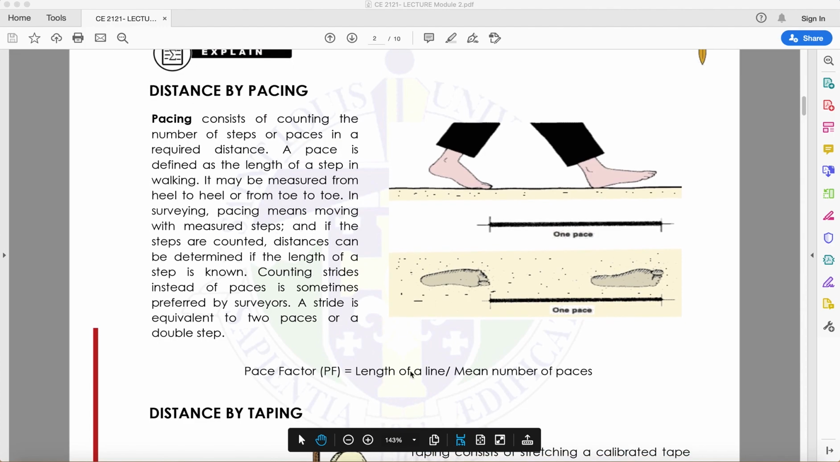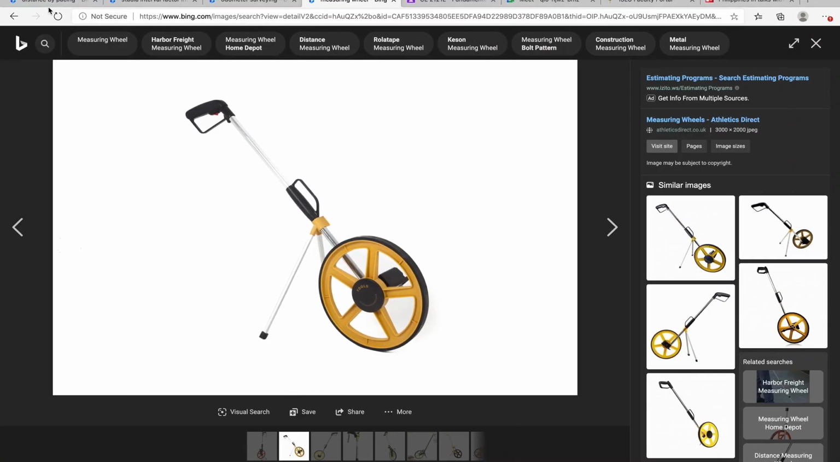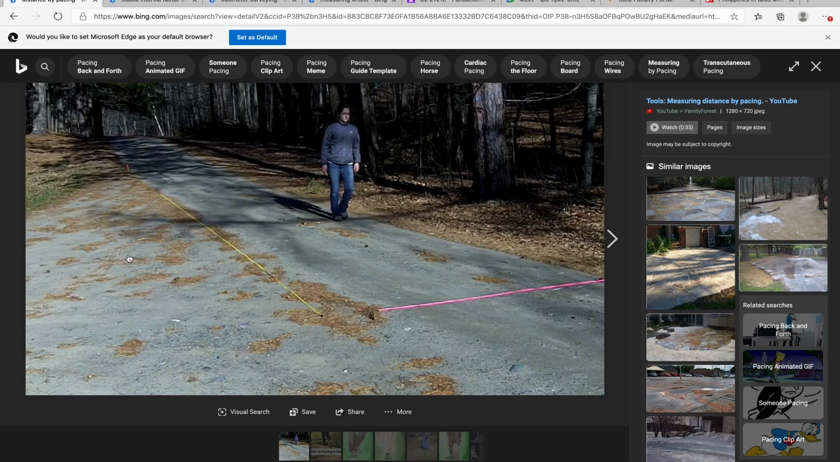It is the length of the line divided by the mean number of paces. For example, you have here a starting point and a finish point. To get your pace factor, you walk from the starting point up to the end point and count your steps. Take note that when you are walking, you need to walk normally. It should not be faster than your normal way of walking. It should not be slower.